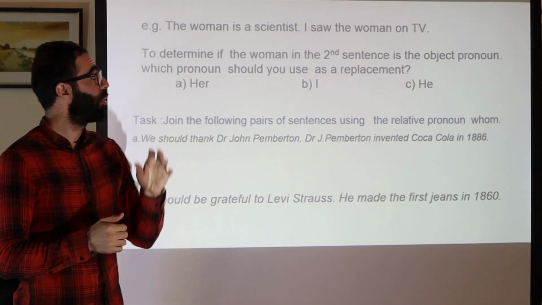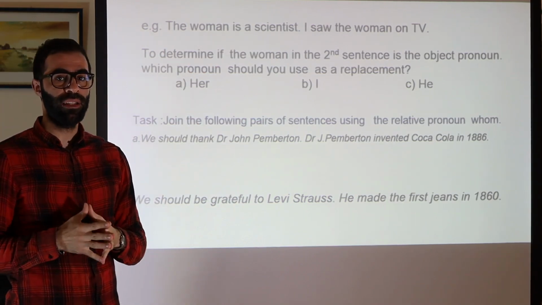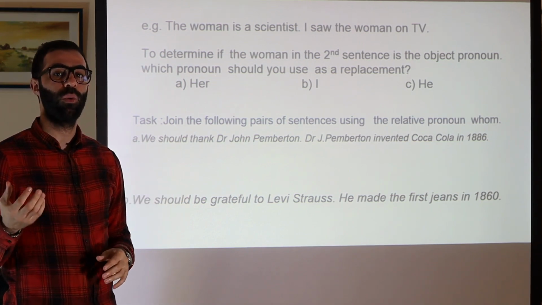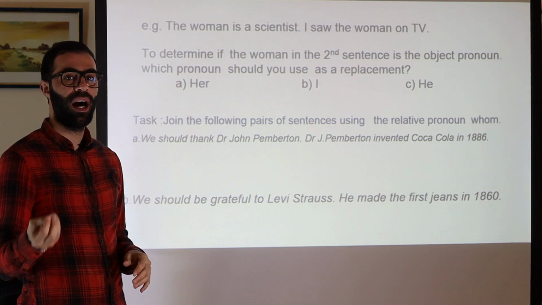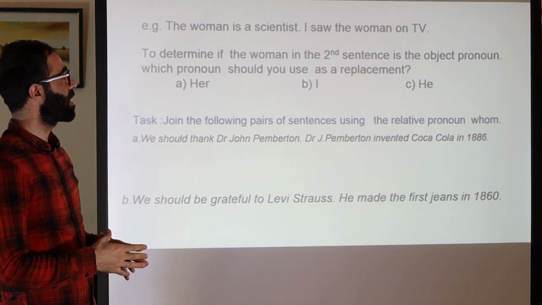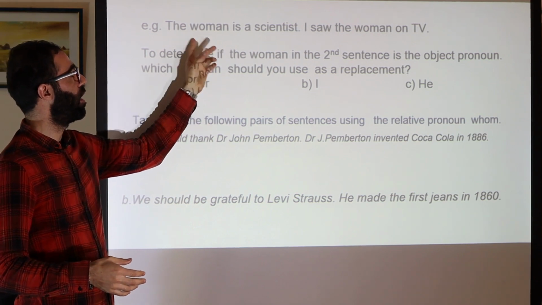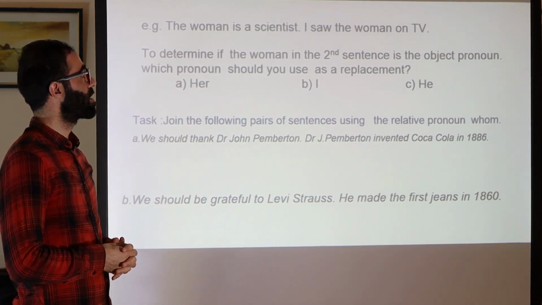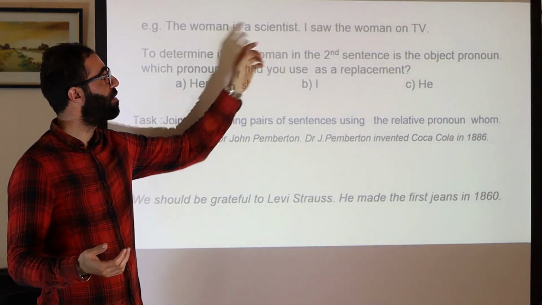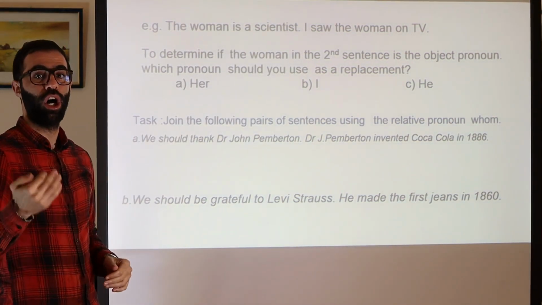The woman is a scientist. I saw the woman on TV. Now, we notice again that the woman here is the subject. We have "is" as a verb. And we have "scientist" as an object.